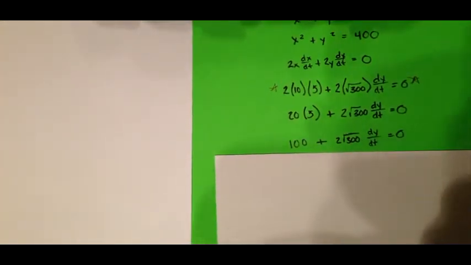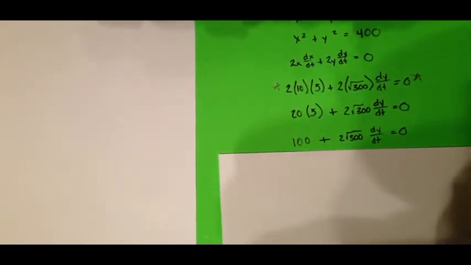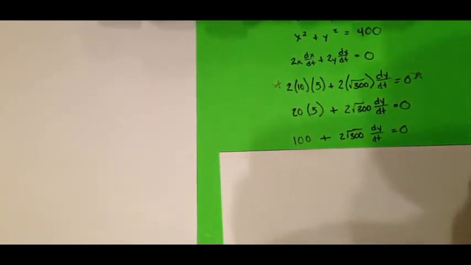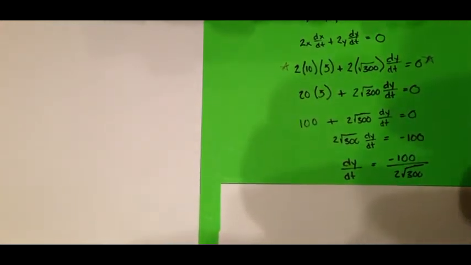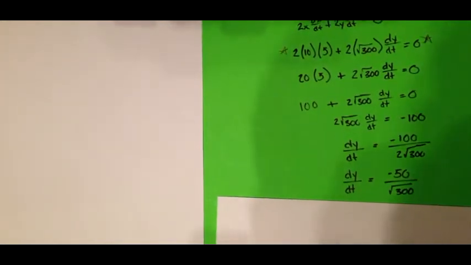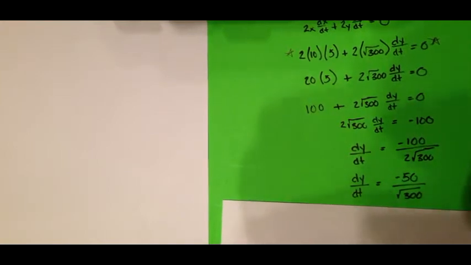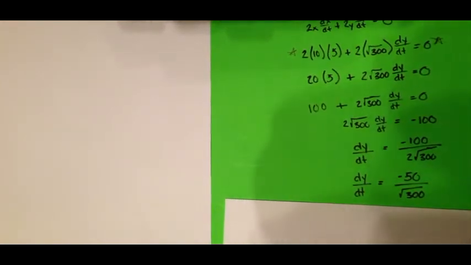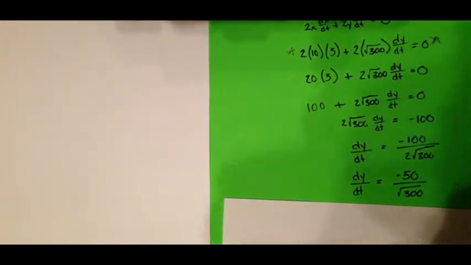We're going to go ahead and multiply 20 and 5 together to get 100 plus 2 root 300 times dy over dt equals 0. We're going to subtract 100 from the left side. And finally, we're going to divide 100 by 2 root 300. And 100 is obviously negative. And then once we simplify, we get dy over dt equals negative 50 over root 300.